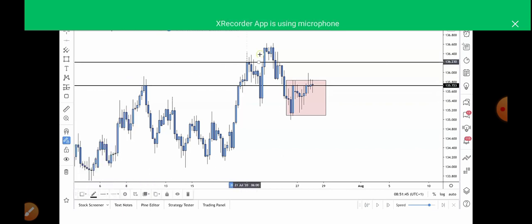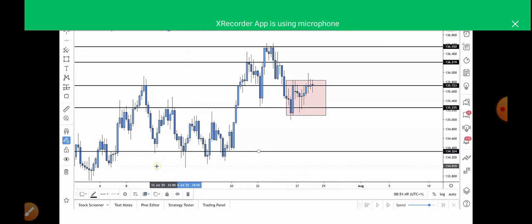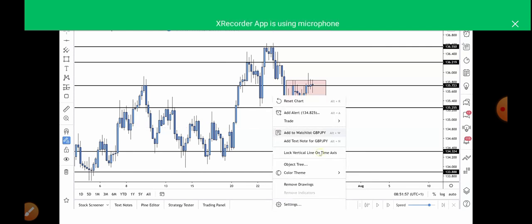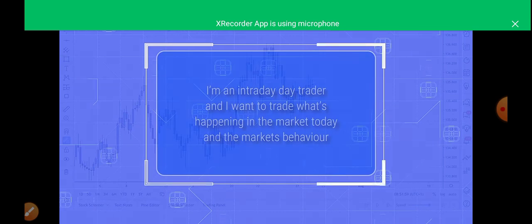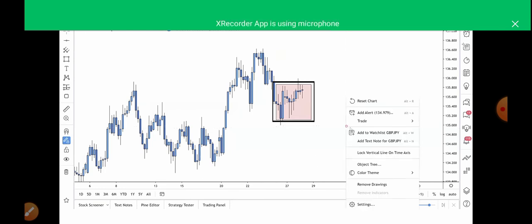I'm not going to start plotting levels like this and trying to figure out where price is going to respect, or where price is going to go, or what price is going to do when it gets to these levels. I mean, look at the screen now. It's just absolutely pants. So I'm not going to be doing this. I'm an intraday day trader, and I want to trade what's happening in the market today and the market's behavior. So I'm looking at what's happening here.